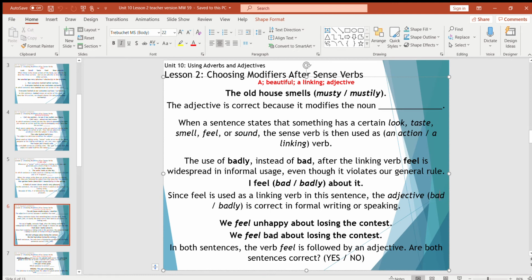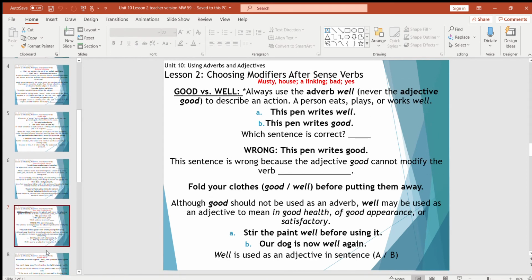So we feel unhappy about losing the contest. We feel bad about losing the contest. In both sentences, the verb feel is followed by an adjective. Are they both correct? Yes, absolutely.